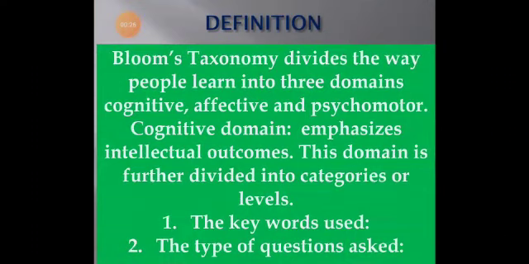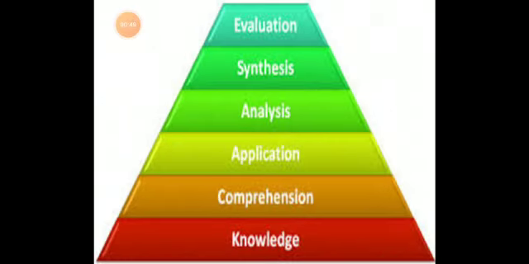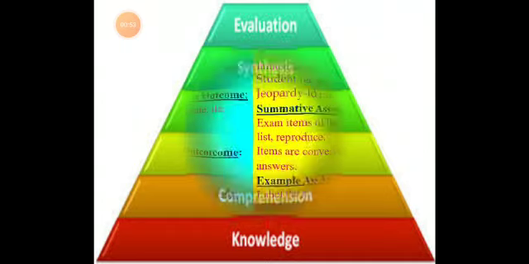Definition. Bloom's taxonomy divides the way people learn into three domains: cognitive, affective, and psychomotor. Now, the cognitive domain emphasizes the intellectual outcomes. This domain is further divided into categories or levels. Number one is the keywords which are being used by the teachers and the type of questions asked by the teachers. These are all the levels. Knowledge comes at the lower level, then comprehension, application, analysis, synthesis, and evaluation.